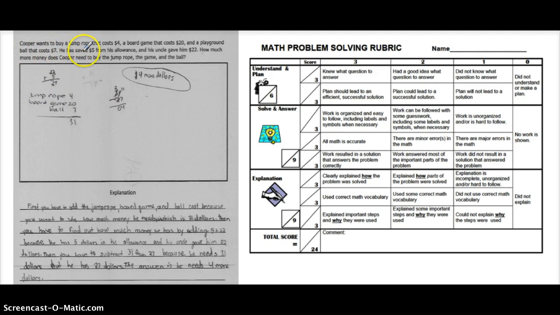Cooper wants to buy a jump rope that costs $4, a board game that costs $20, and a playground ball that costs $7. He has saved $5 from his allowance, and his uncle gave him $22. How much more money does Cooper need to buy the jump rope, the game, and the ball?